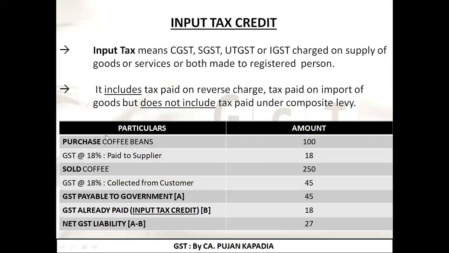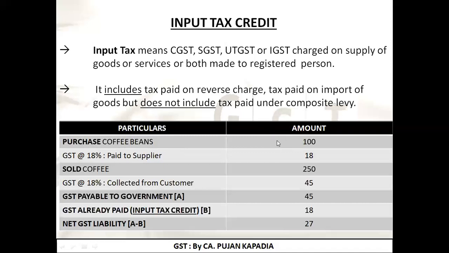Now let's take an example. I am running a cafe, fine. So what is my major business? To produce and serve coffee to the customers. Now, in order to make coffee, what do I need to purchase? I need to purchase coffee beans, right? So the first row that I have written over here is that I have purchased coffee beans whose amount is 100 rupees.